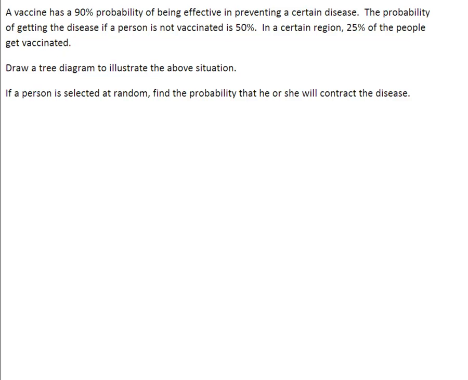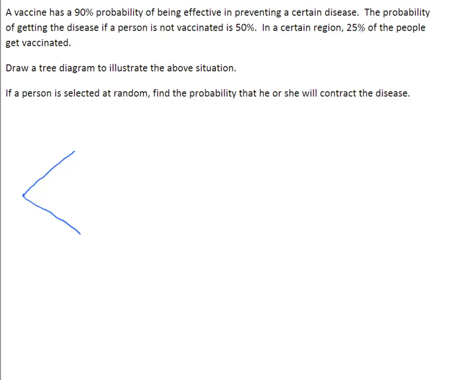And then we want to know, if a person is selected at random, find the probability that he or she will contract the disease. So we'll start with the tree diagram. We're going to begin the tree diagram by focusing on the two regions. Either they're getting the vaccine or they don't get the vaccine.